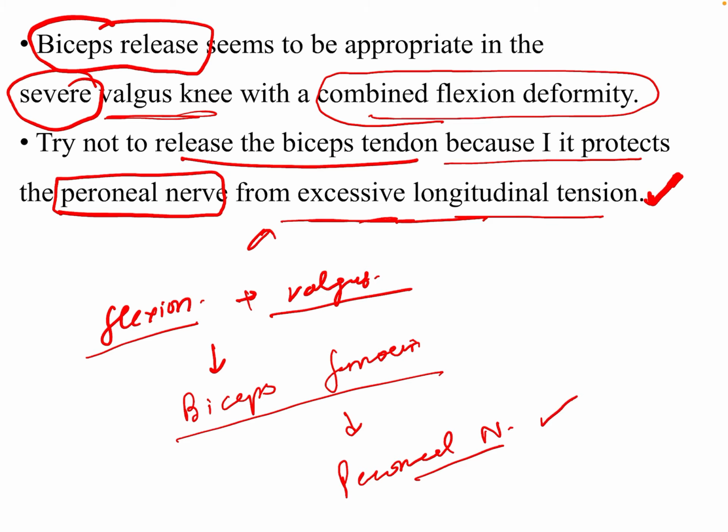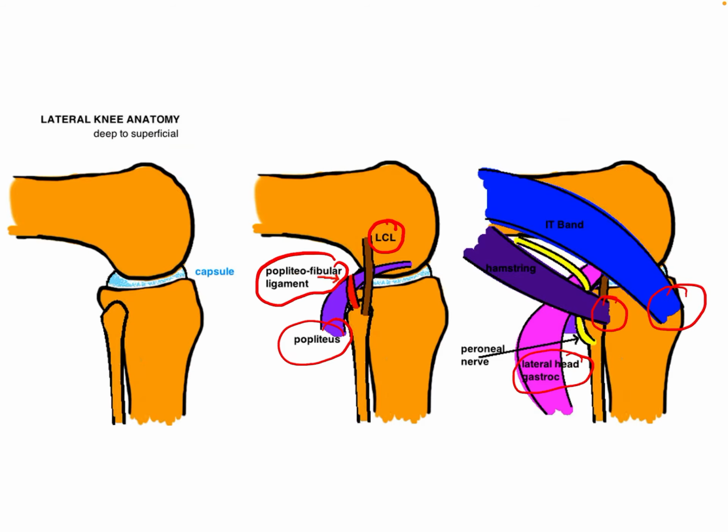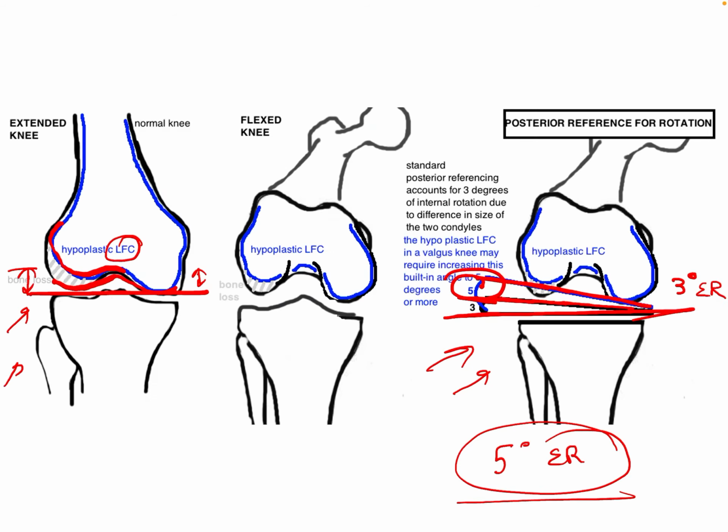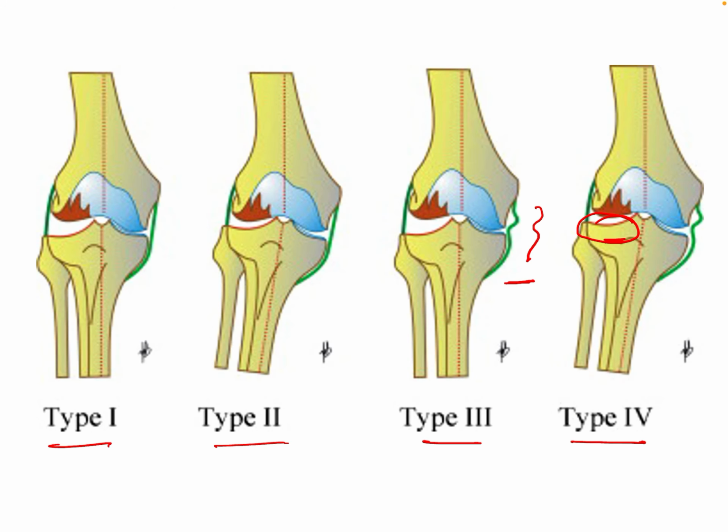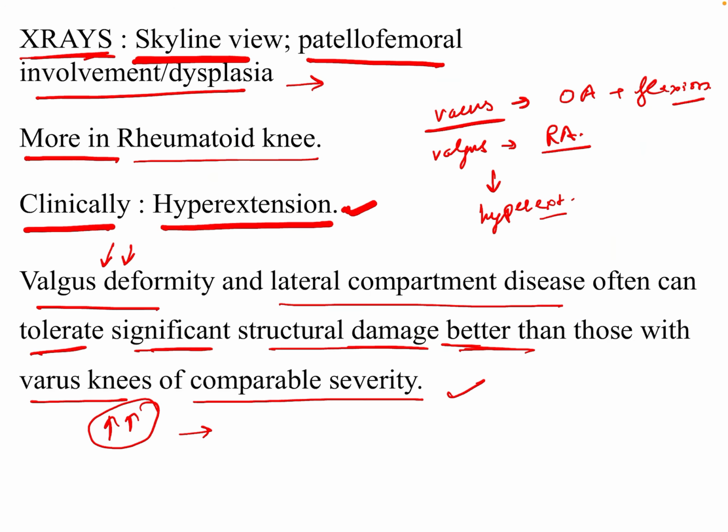So this is all about total knee replacement in a valgus knee. We have discussed the bony cuts, we have discussed the soft tissue releases, and we have discussed the peculiar features in a valgus knee patient.